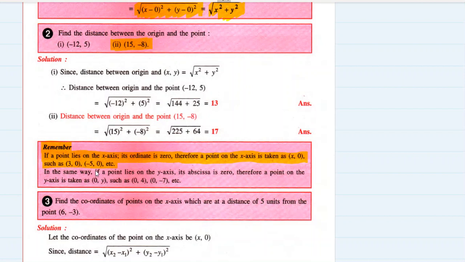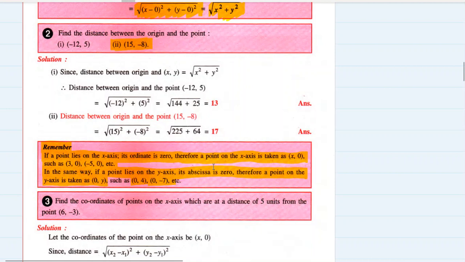We know that already from the coordinate geometry. In the same way, if the point lies on y-axis, its abscissa is 0. Therefore, a point on the y-axis is taken as 0 comma y, such as 0 comma 4, 0 comma minus 7. Perfectly fine. What is the third question?